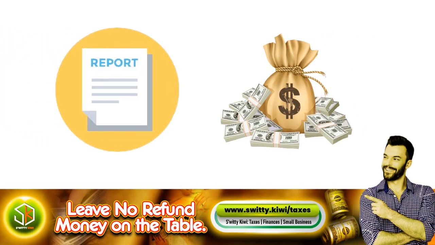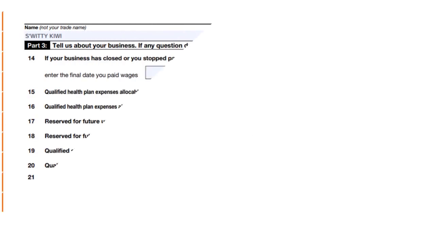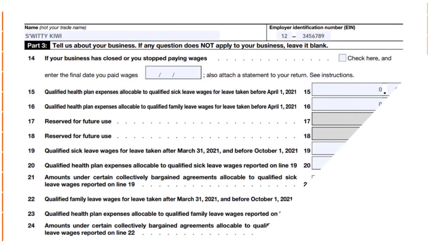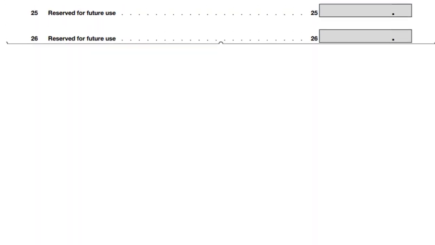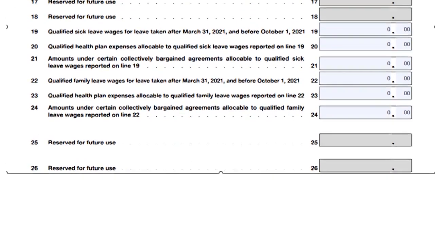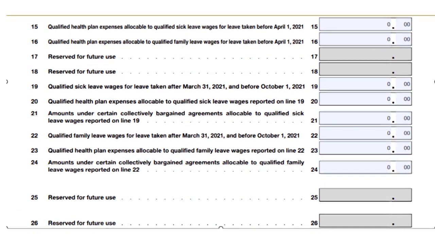Moving on here, part three. In part three, you're telling the IRS a little bit more about your business. The IRS just wants to have a clear idea of what kind of context your business operated in during the year. Please don't forget, on any page of this form, you've got to put your name. Again, we're not speaking about your business name or your trade name. We're speaking about your personal name.